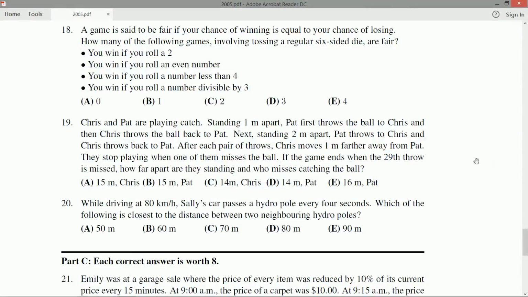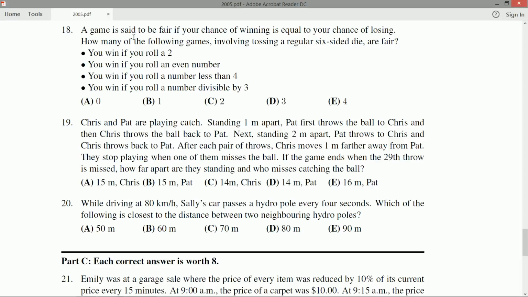Standing 1 meter apart, Pat first throws the ball to Chris, and then Chris throws the ball back to Pat. Next, standing 2 meters apart, Pat throws to Chris, and Chris throws back to Pat. After each pair throws, Chris moves 1 meter further away from Pat. They stop playing when one of them misses the ball. If the game ends when the 29th throw is missed, how far apart were they standing, and who misses catching the ball?